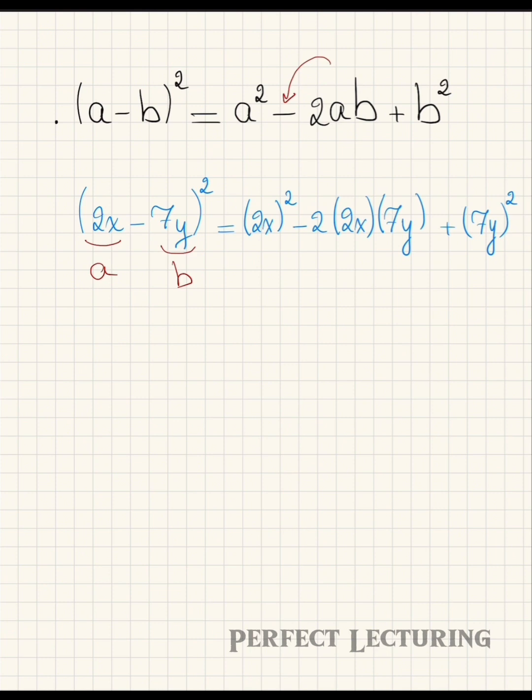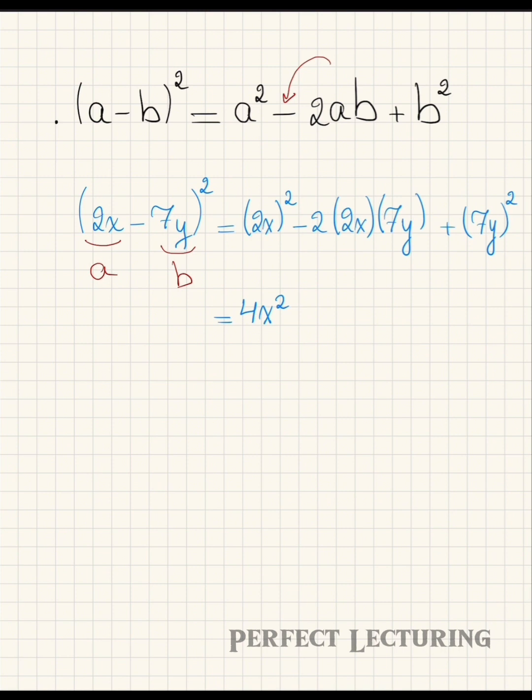And please make sure to add the parentheses, because if I write 2x to the power of 2 like that, this means that the square is only going to act on x. However, I want it to act on both terms, so please do not forget the parentheses. Okay, so (2x) to the power of 2, 2 to the power of 2 is 4, and x to the power of 2 is x squared.